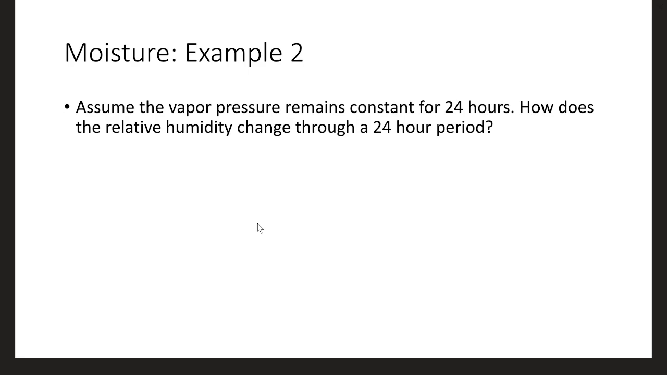Likewise, if it cools off, the vapor pressure is the same, but the saturation vapor pressure goes down. So it's vapor pressure over saturation vapor pressure, and that means it's going to be more moist. For instance, if you go outside in the early morning and see dewdrops on the grass, that is because the vapor pressure is high and the saturation vapor pressure is low, so you've reached saturation and that's enough for dew to form.